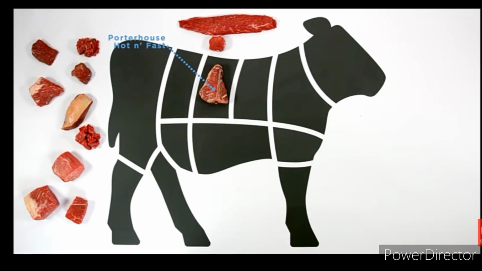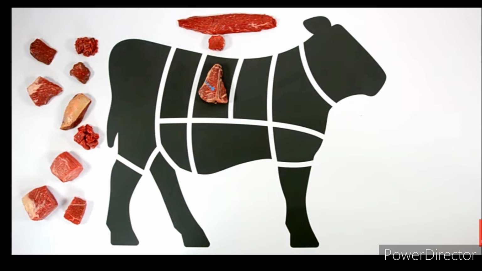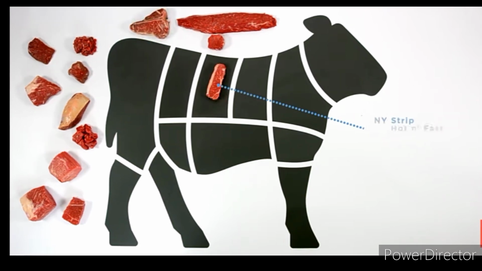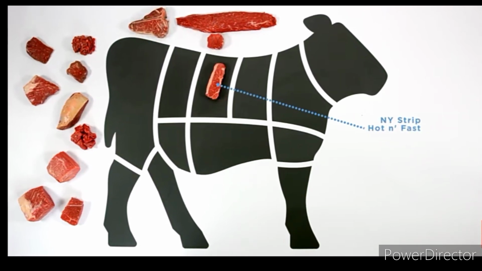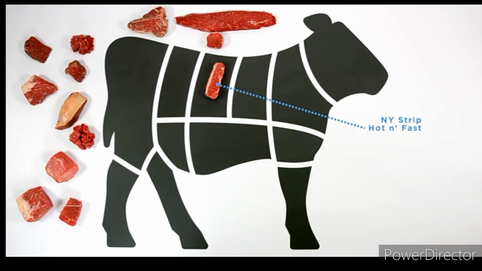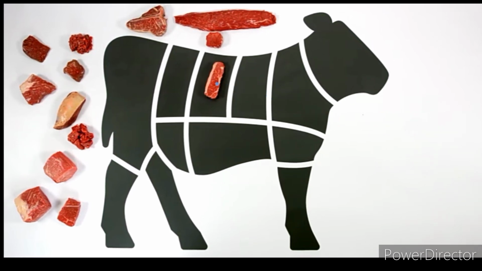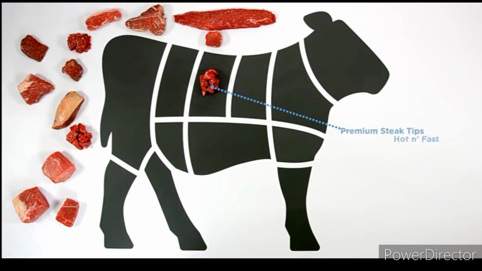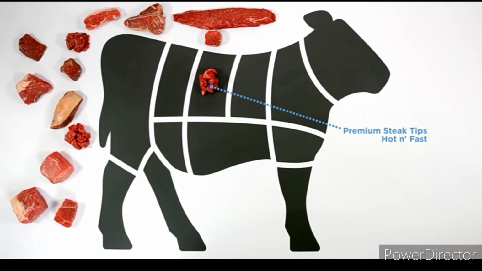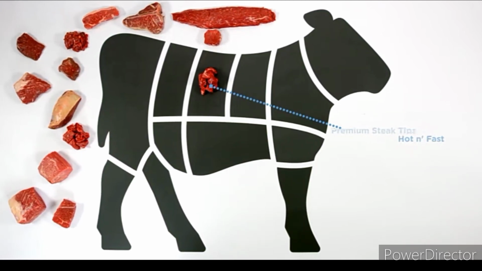Now we come to the porterhouse cut. It is a thick cross section. It contains both the New York strip and the fillet. The New York strip is a favorite for steaks. It has fat on one side, which makes it a perfect balance of tenderness. The premium tips are cut from the trim of the luxury steaks.